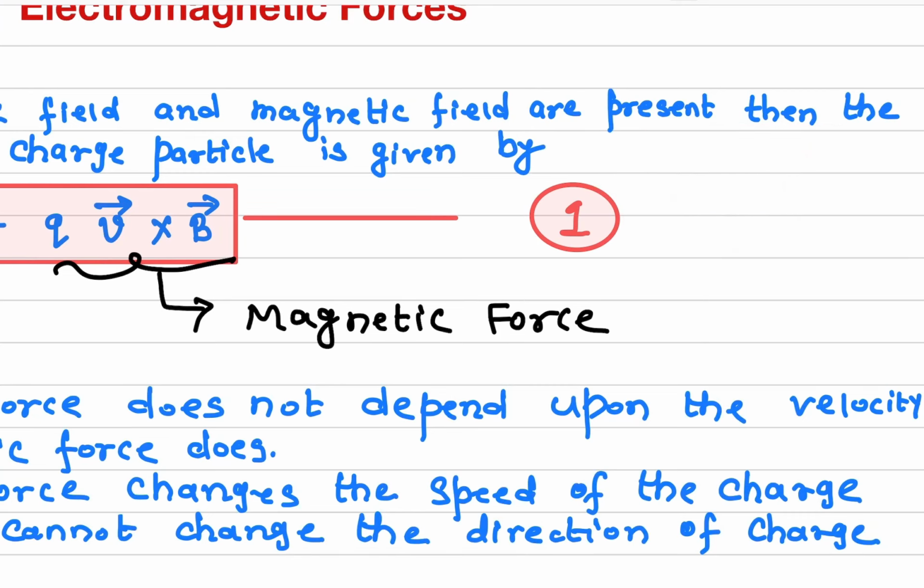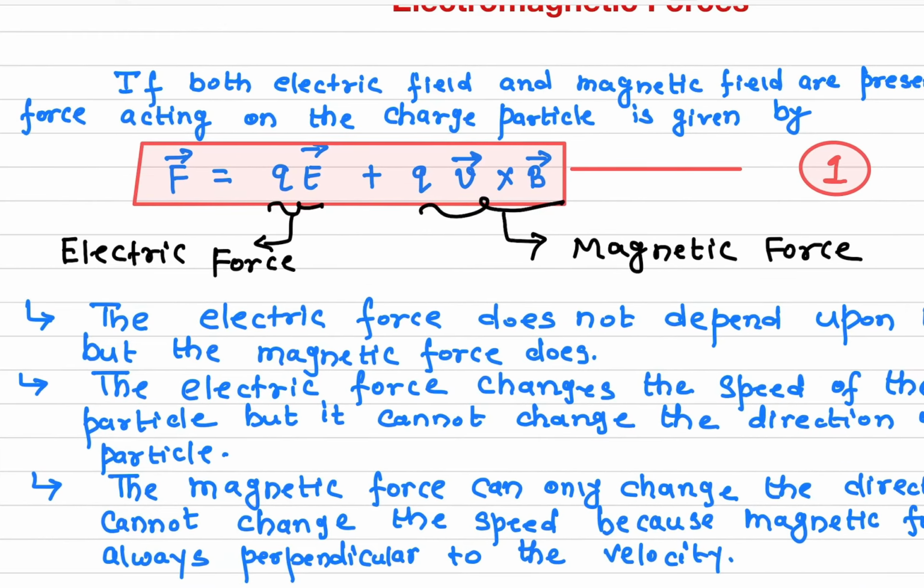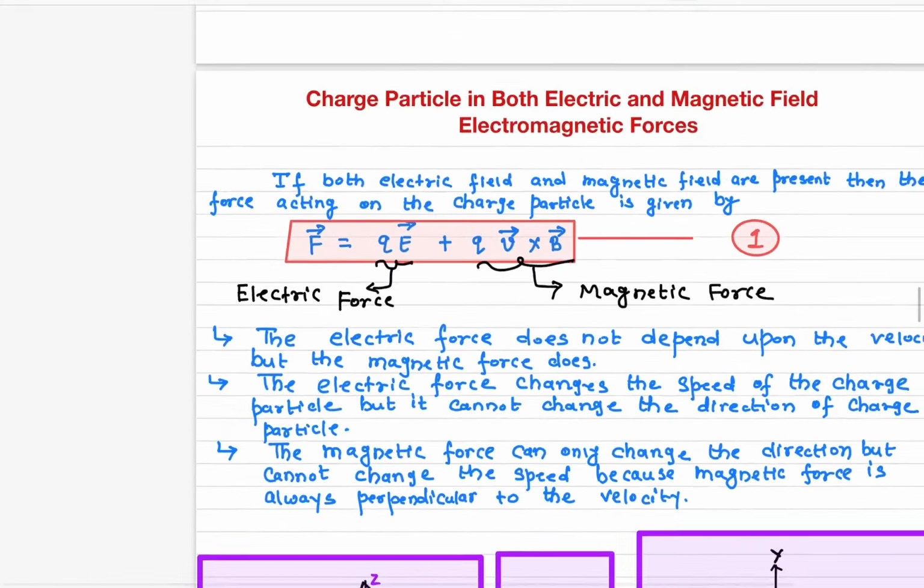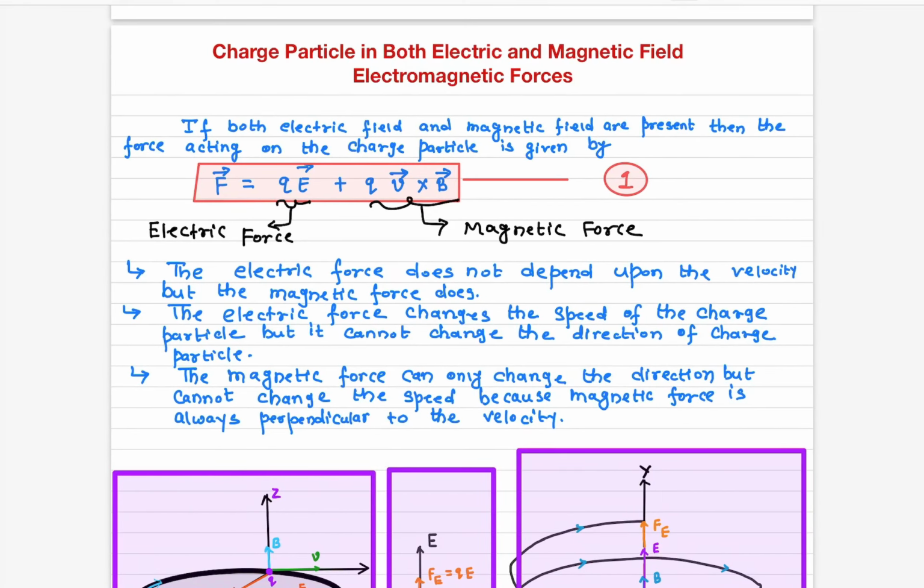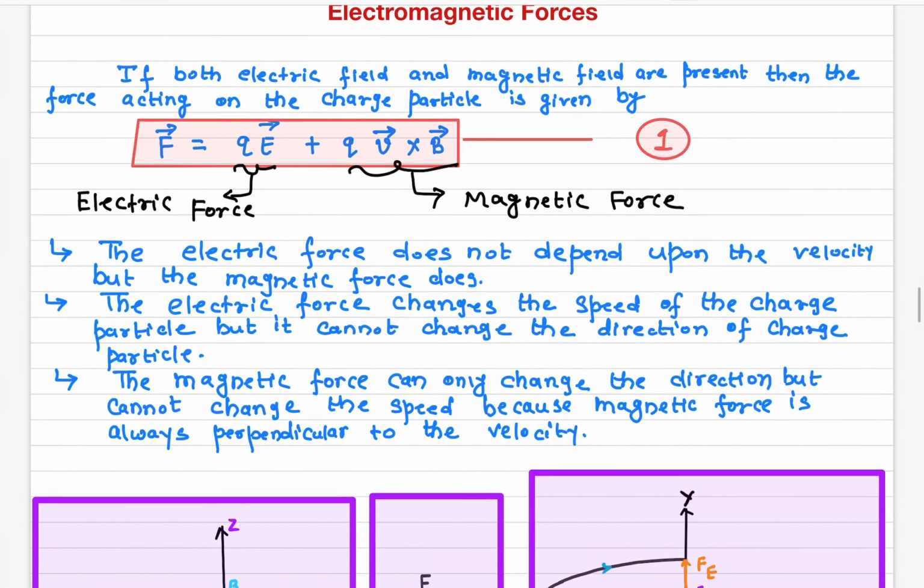And if both fields are present, both electric and magnetic fields, then the net force, the total force, is given by this equation here. This is the electric force and this is the magnetic force. The net force will be the vector addition of these two forces. Here are a few important points I would like to make from this equation.